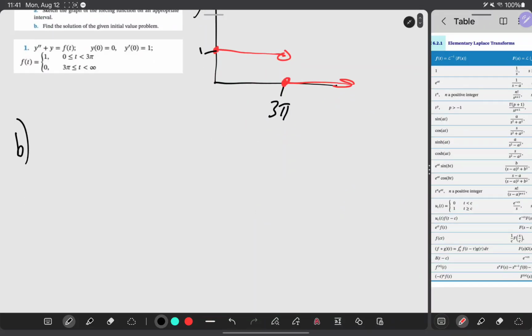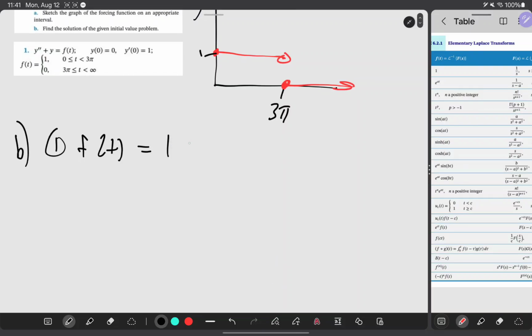Part B, find the solution of the given initial value problem. What we have to do is rewrite our f of t. If we use the first method, which I demonstrated in the previous videos, we look at the jumps. We're going from 1 to, at 3 pi, we go down to 0, so minus u 3 pi of t. Now I have to put up my solution so I can make sure I'm doing it right and my graph's good.